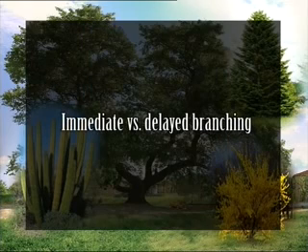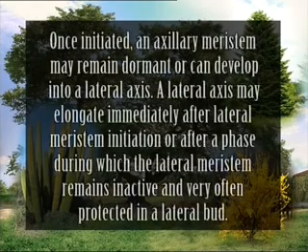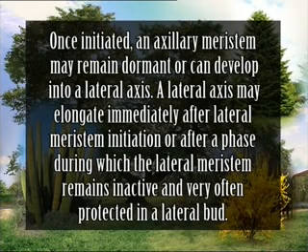Now let us discuss immediate versus delayed branching. Once initiated, an axillary meristem may remain dormant or can develop into a lateral axis. A lateral axis may elongate immediately after lateral meristem initiation or after a phase during which the lateral meristem remains inactive and very often protected in a lateral bud. These branching patterns are referred to respectively as immediate or delayed branching.